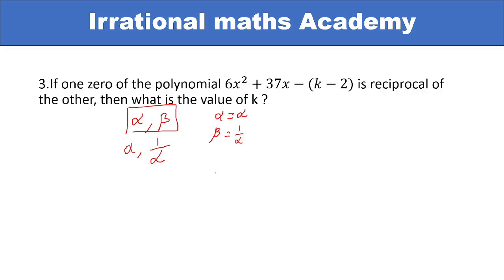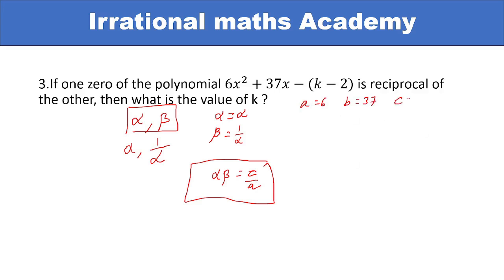Now, what I'll do? Product of the zeros I'll take. What we know, alpha into beta equal to C by A. From this given polynomial, let me take the values. A value is 6. B value is what?